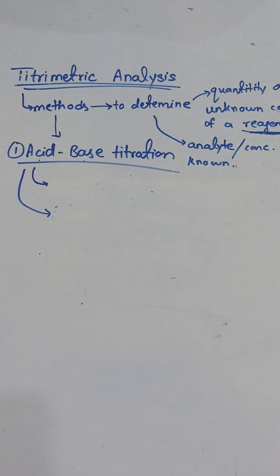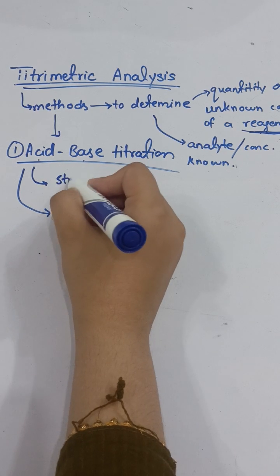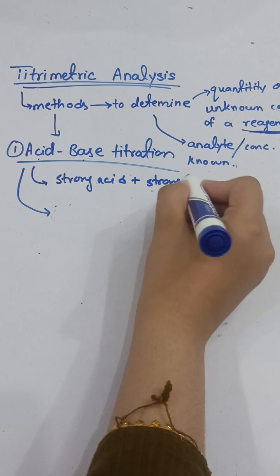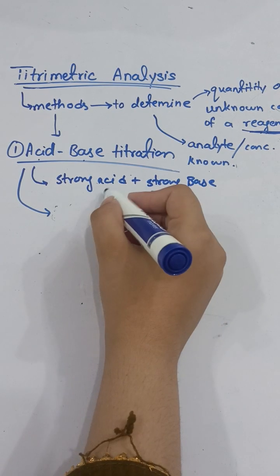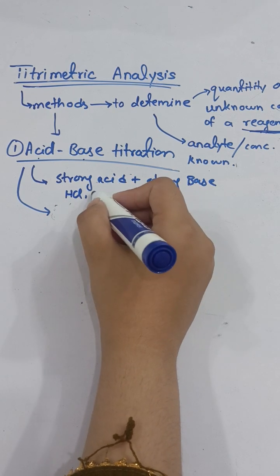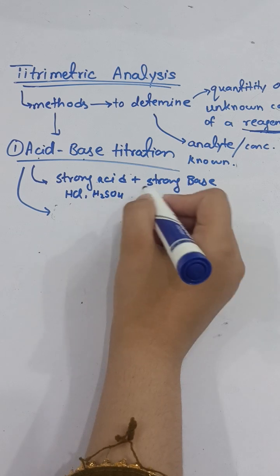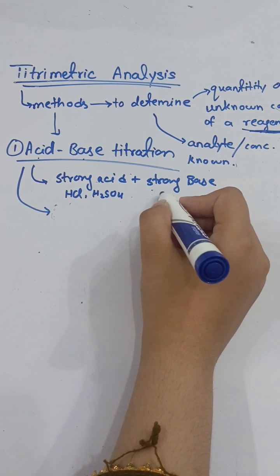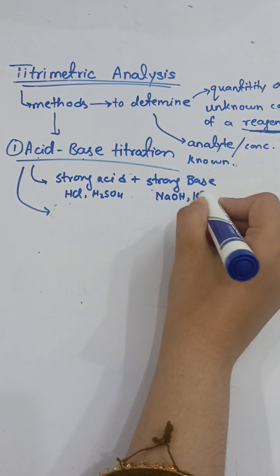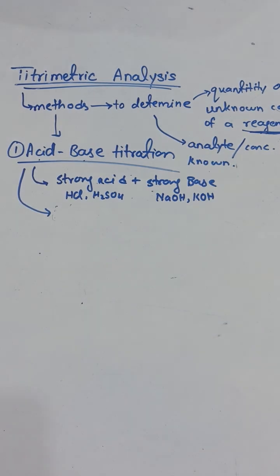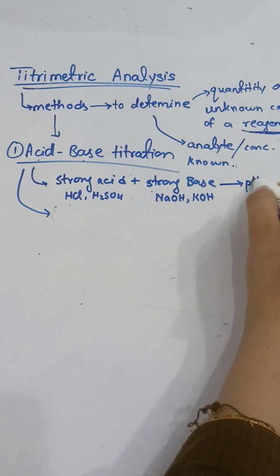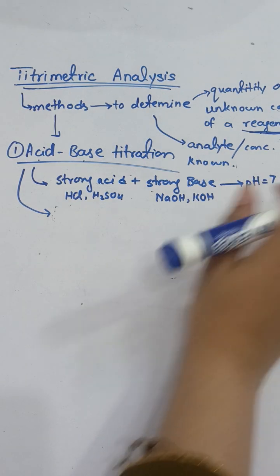Okay, the first type is the combination of a strong acid plus a strong base. Both are strong. Can you give me an example of any strong acid? Yes, HCl. Any other? Yes, H2SO4, a very strong acid. Any strong base that you know? Yes, NaOH. And any other example? Yes, KOH. They both will react to give you the acid base titration reaction, and the pH of the product will be equal to 7, neutral pH.